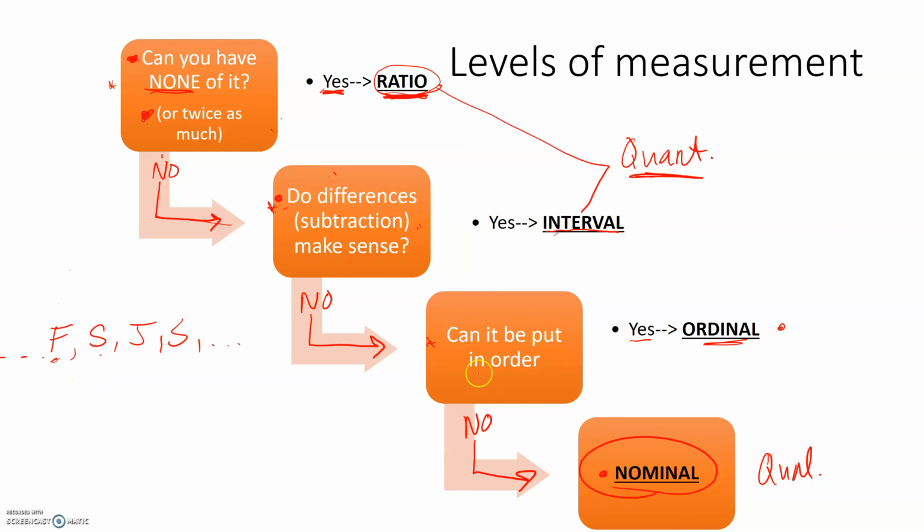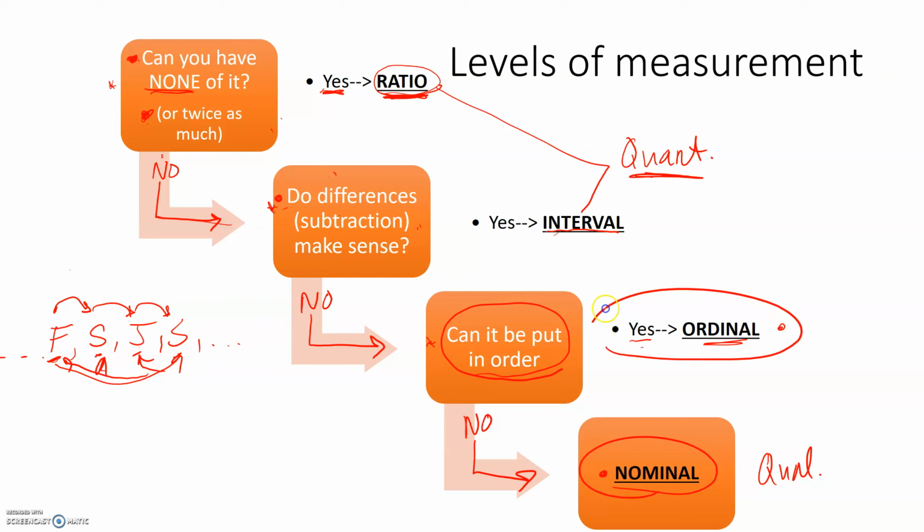Can it be put in an order? This one we would have yes, because when we put these in order, they occur in a very specific order, as in you are a freshman, then you move to a sophomore, then you move to a junior, then you move to a senior. You can't just jump around however you want. So these definitely fall in a particular order. So that would leave us down here at ordinal data.